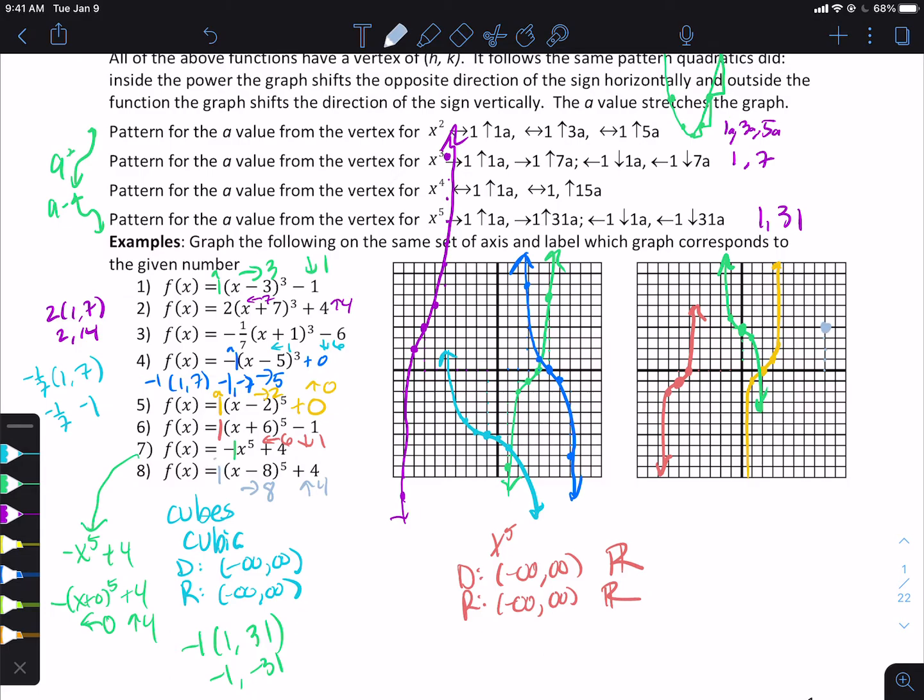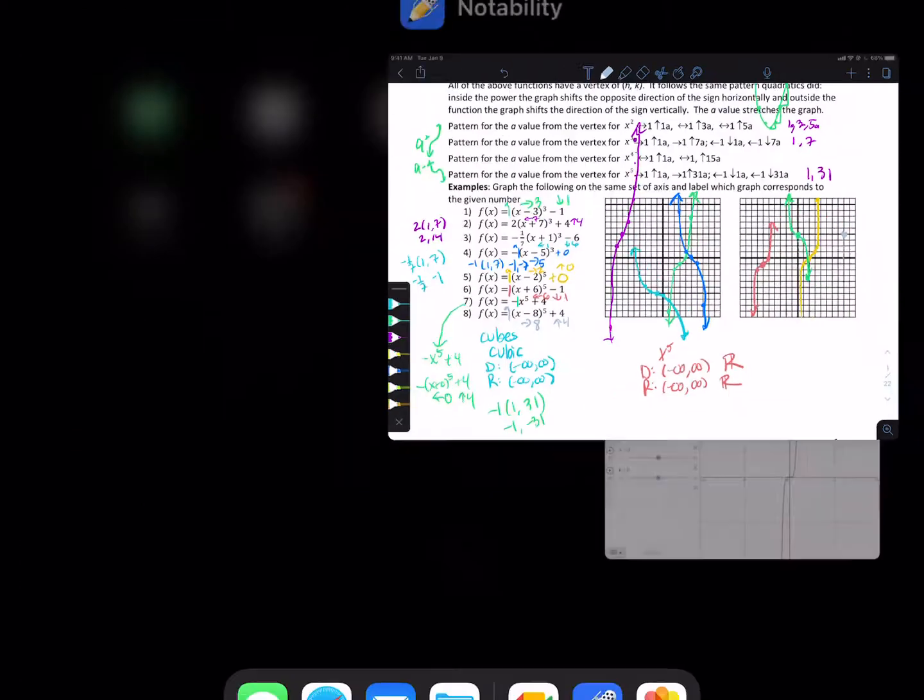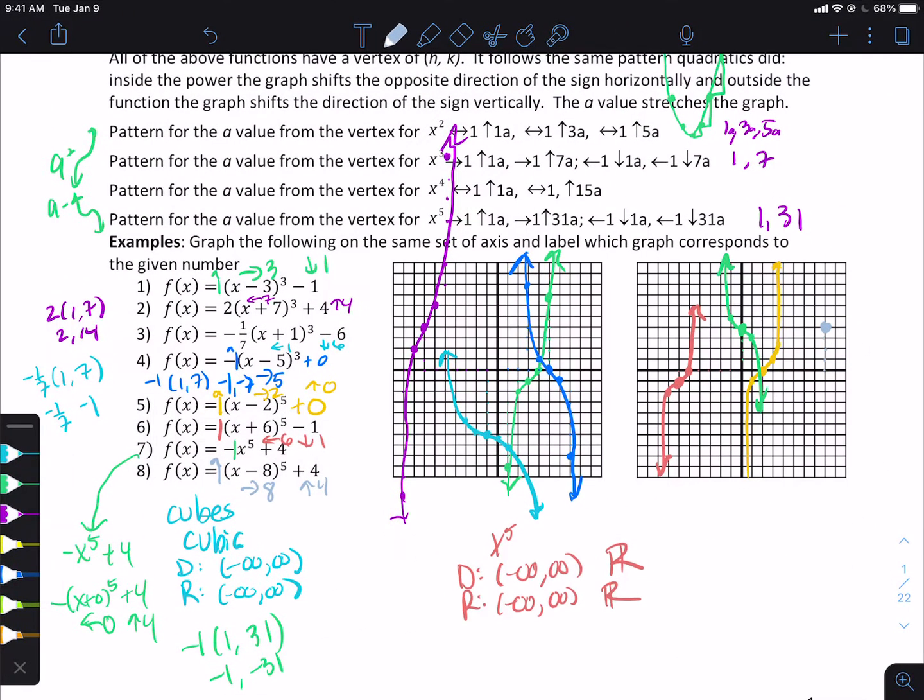Our a value is the unsaid 1 out in front, right? So I could go over 1 and up 1. It's a positive a, so that means that we're increasing from left to right. I know it's the disco shape because it's a 5th power. So then we get this kind of shape here.